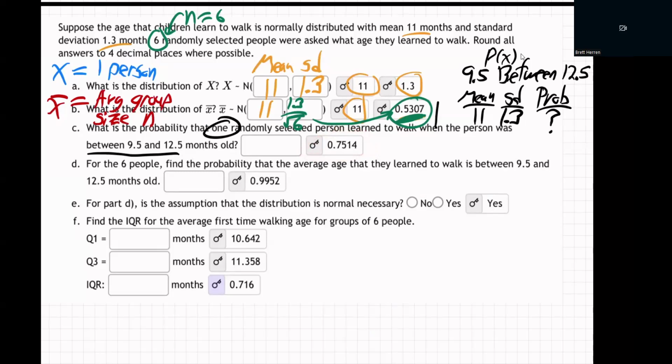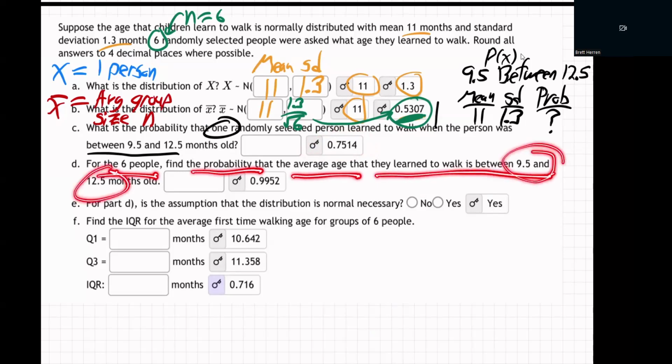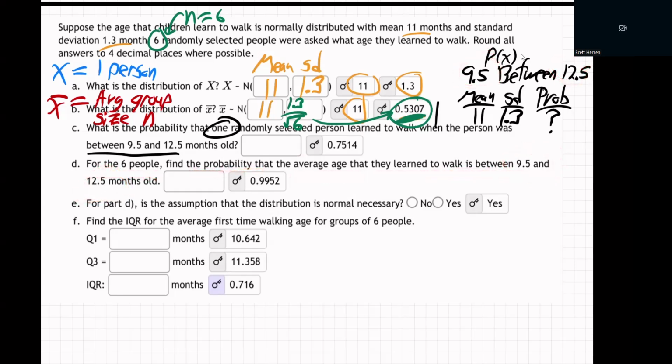Now we go on from here. The next question says, for six people, find the probability that the average age that they learn to walk is between 9.5 and 12.5 months old. We think, isn't that the same question? It's between 9.5 months and 12.5 months? Almost. But notice it's for six people now. You underline that. Six people, not one. This was one person. So six people now.